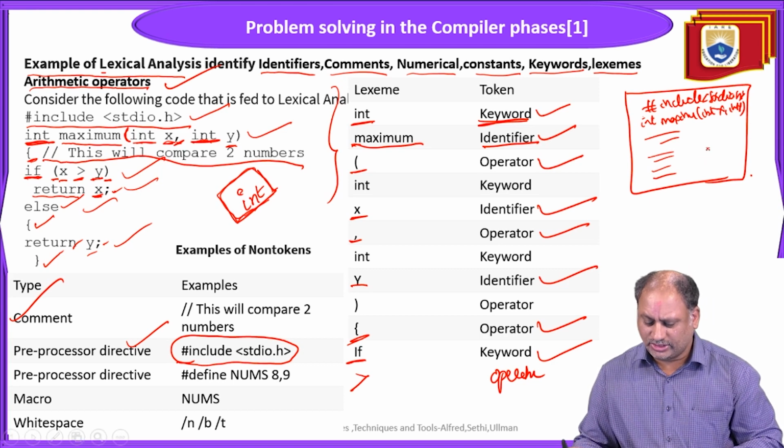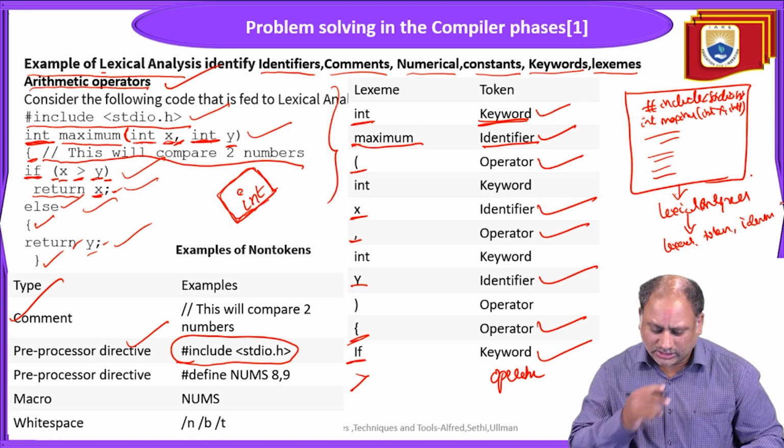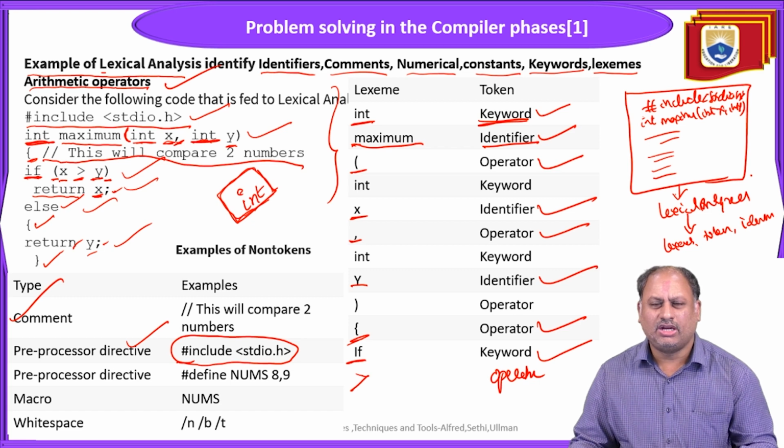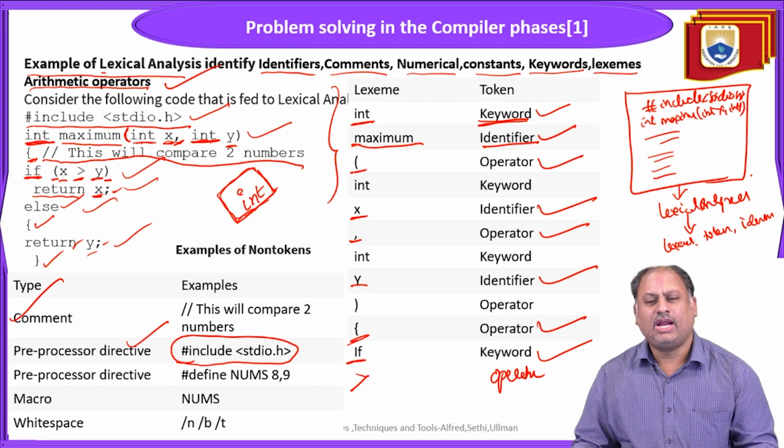This is processed with the help of the compiler's first phase, that is given to the lexical analyzer. The lexical analyzer is the part which accepts this program and generates a set of lexemes, tokens, identifiers, keywords. Like this, it separates and generates these. So this is the motive of this first problem, where it identifies the set of comments. What is the hash include?